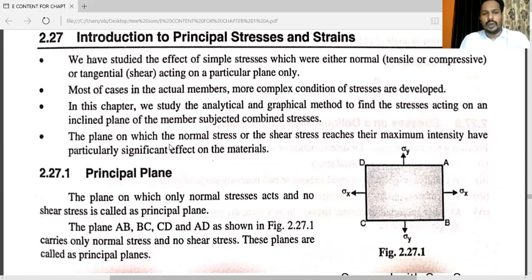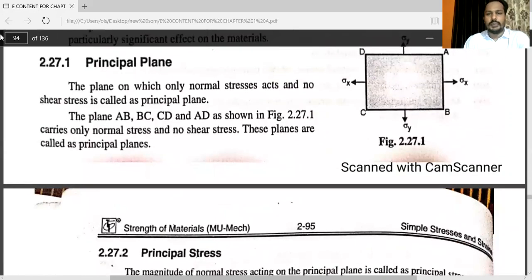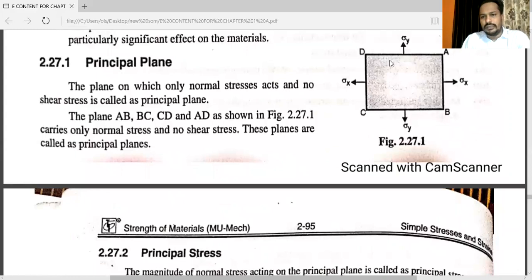The planes on which the normal stress or the shear stress reaches their maximum intensity have a particularly significant effect on the materials. See the different definitions. What is a principal plane? You can see this diagram. A, B, C, D is given. This is plane A, B, C, D.